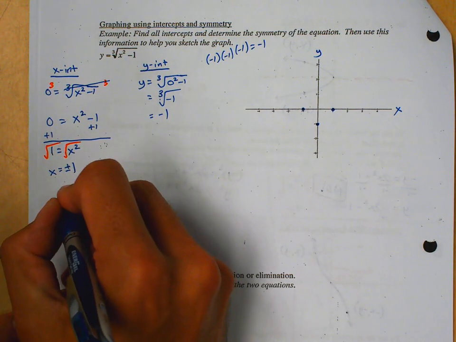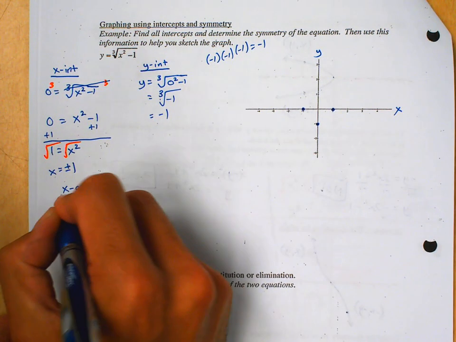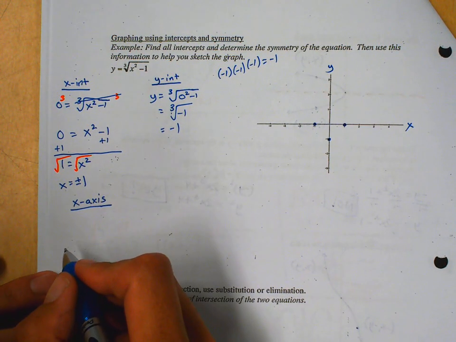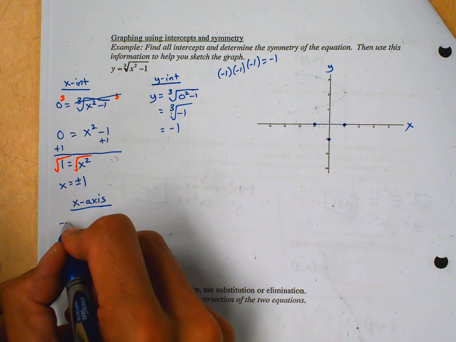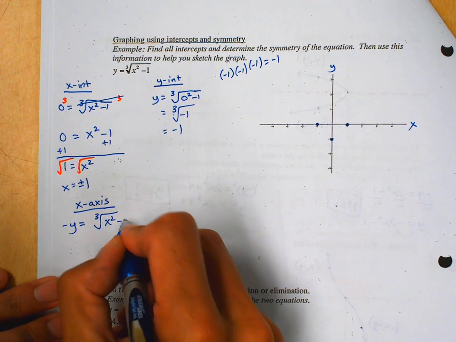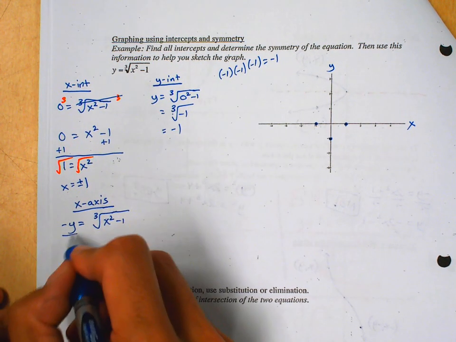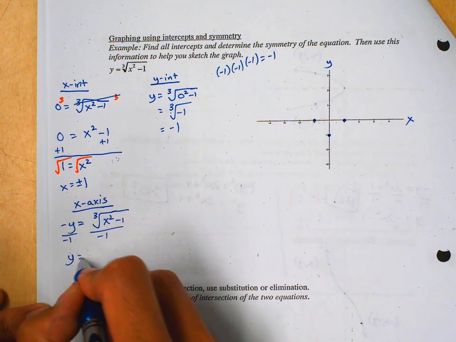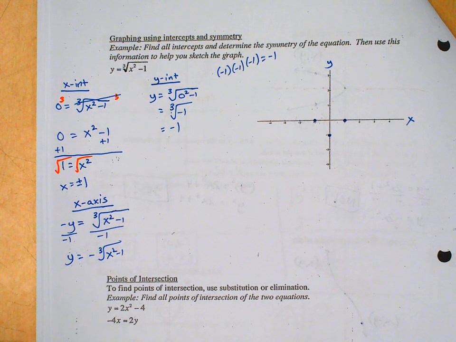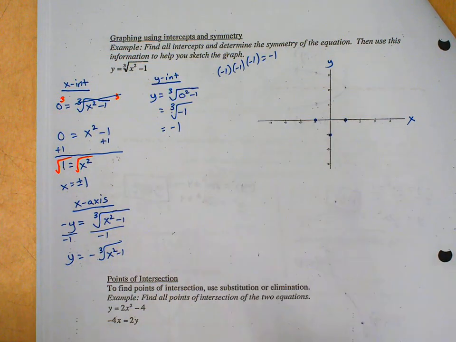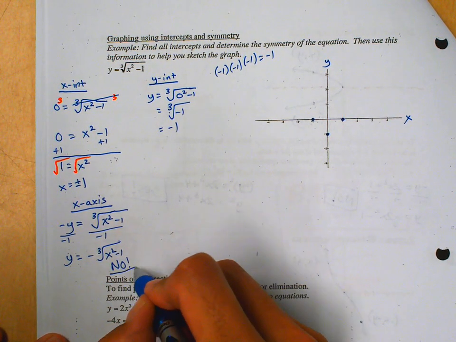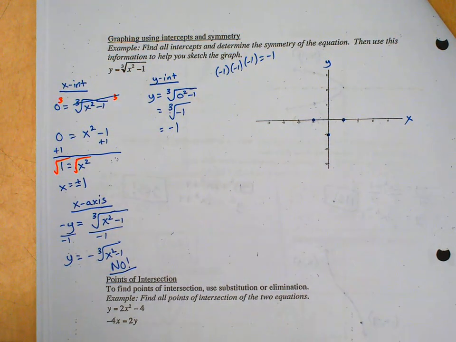So let's test symmetry with respect to the x-axis. And if you remember to test that, we substituted negative y in for y. So negative y equals the third root of x squared minus 1. And so if we divide by negative 1, y equals negative the third root of x squared minus 1. And so these are not the same equations, so no, it is not symmetric about the x-axis.